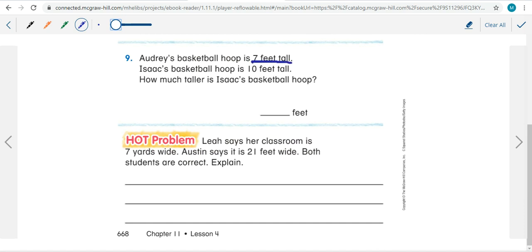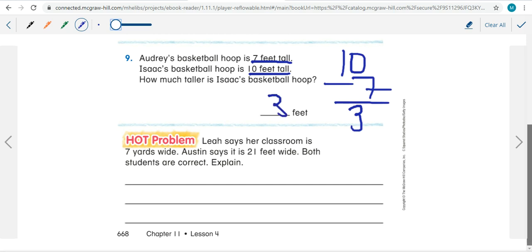Number 9. Audrey's basketball hoop is 7 feet tall. Remember, underline what you know and circle what you need to find. Isaac's basketball hoop is 10 feet tall. How much taller is Isaac's basketball hoop? We are going to subtract, the bigger number always on the top. 10 minus 7 is equal to 3. So the answer is 3.